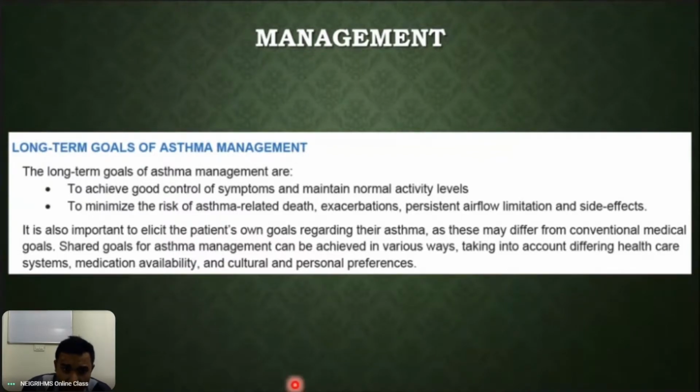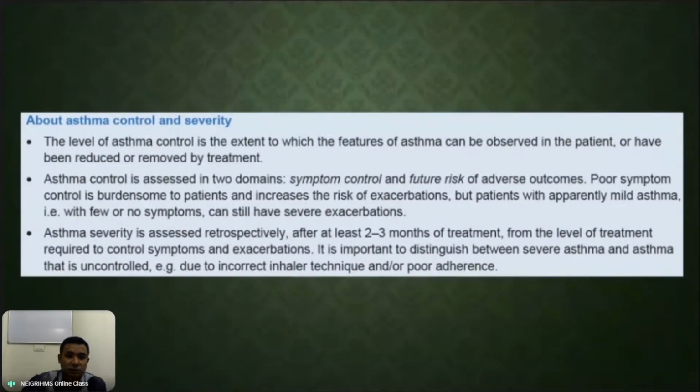Okay. Now, achieving asthma control. What do we mean when we say control of asthma? Basically, the level of asthma control is the extent to which the features of asthma are observed in a patient, or have been reduced or removed by the treatment that you have given. Now, asthma control has two domains. One is symptom control, and the other is assessing the risk of future adverse outcomes. Okay.